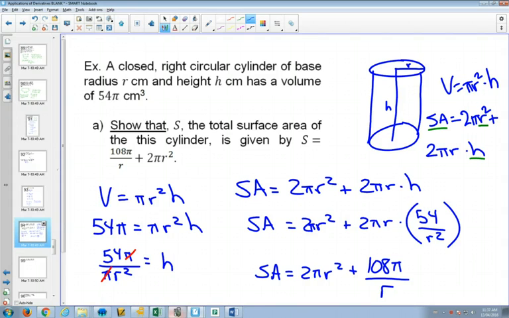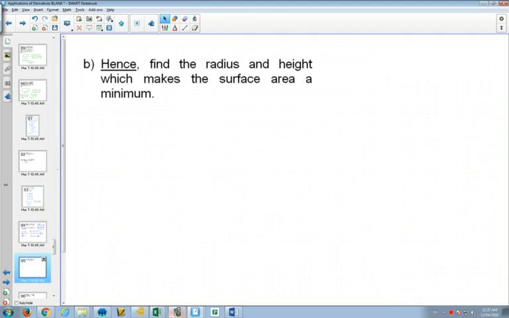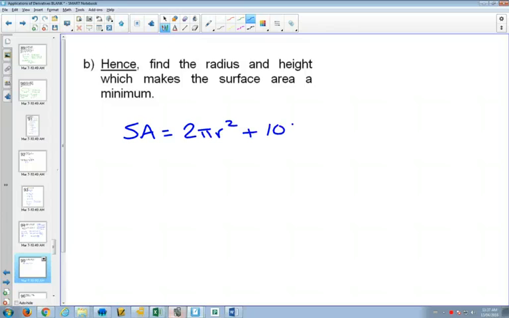Now, if they didn't have this part A, you would still have to come up with this idea. How could I write my surface area just in terms of one of those variables? Either just the radius or just the height. Because once I have this, I can now go to part B. I'm going to rewrite it. I'm going to write that r on the top as r to the minus 1. It's going to make my derivative a little bit easier.